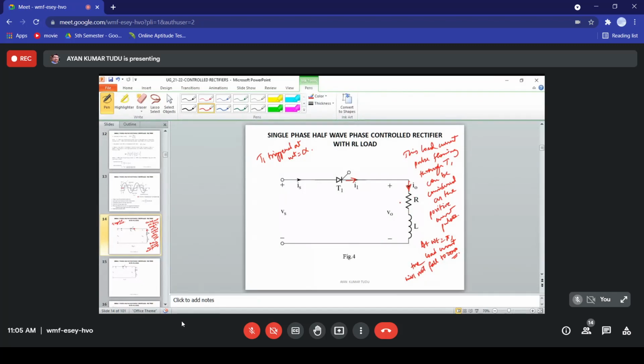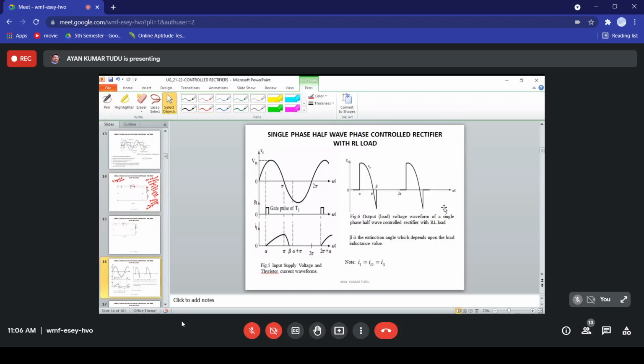Because of the presence of the inductance in the load, the load current I0 flowing through thyristor T1 will not fall to 0 at omega T equal to pi, when the input supply is starting to become negative. Because of this inductance, a phase shift will appear between the load voltage and the load current waveforms. Here is the figure, as you can see.